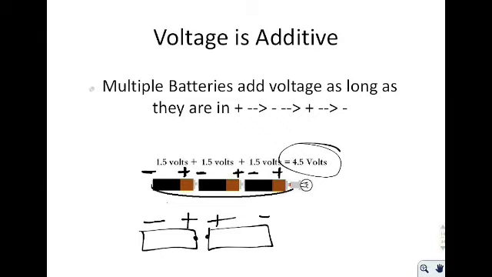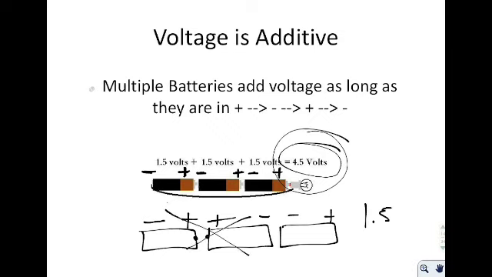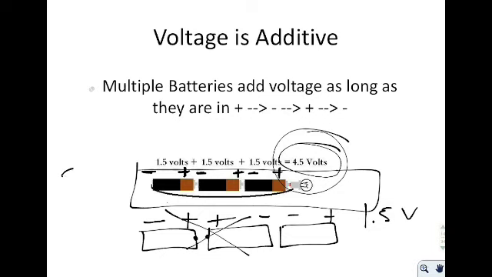So if you've ever tried to put batteries in a remote control or something and it didn't work because you put the batteries in wrong, it required a certain voltage in which to operate, and because of the way you put them in, these two canceled out and you only got 1.5 volts. So the direction of the batteries are really important. In addition, if you notice, what we've done is we've wired these batteries in series. Whenever you wire batteries in series, that's when the voltage is additive.